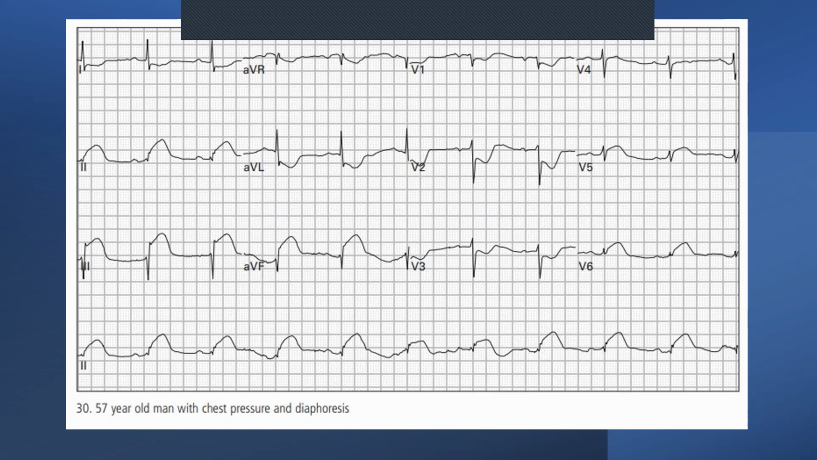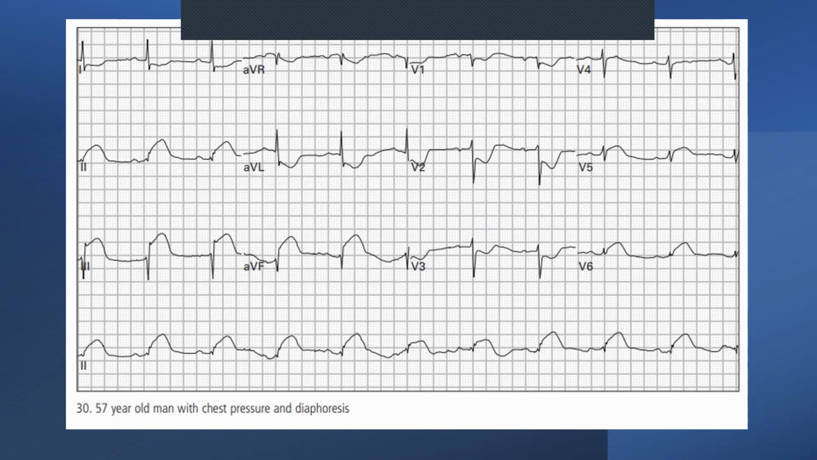In this case, we've got lead 2, 3, and AVF, which make up the inferior part of the heart. And we can see there's quite significant ST elevations going on over here. And what we can see is that the ST elevation in lead 3 is actually higher than lead 2. So if you remember from our previous discussions, that tells us this is a right-sided extension as well. So we've got inferior, and it's extending to the right as well.